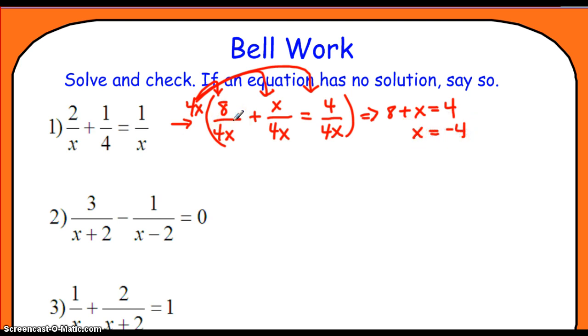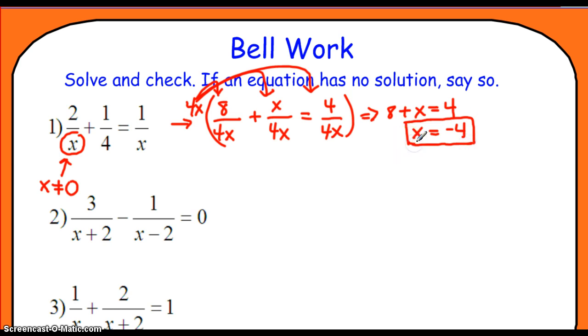Now, something we have to be aware of when we're solving rational equations is values that don't work. So looking at our original equation, there's an x in the denominator, which means x could never be 0. Well, it's a good thing we didn't solve for x being 0 because we can't divide by 0. We got x equals negative 4.